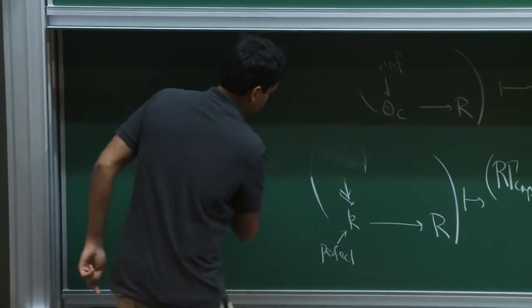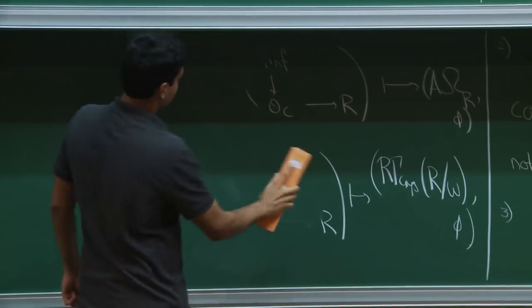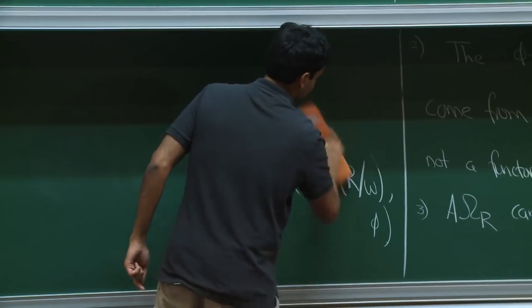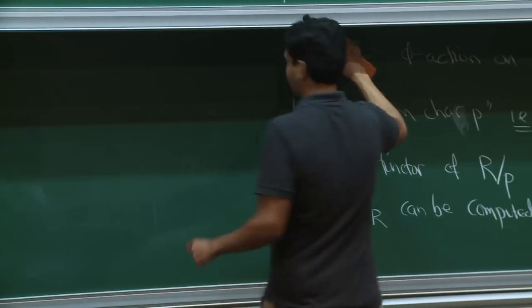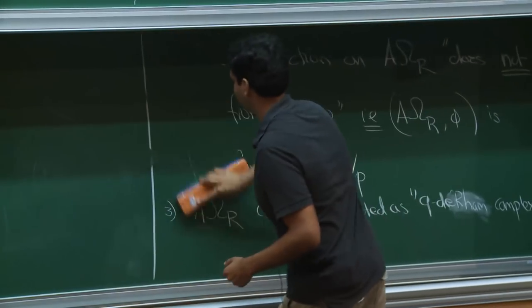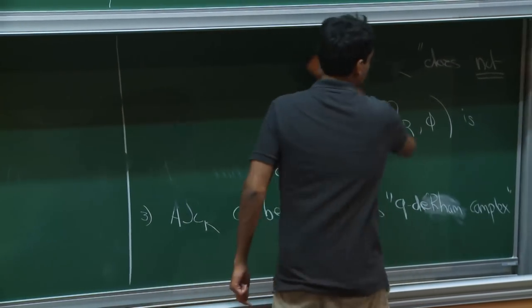Do you know that phi of I is a Cartier divisor? I don't know that. But somehow phi infinity of I will be a Cartier divisor. I'll explain that in a second.